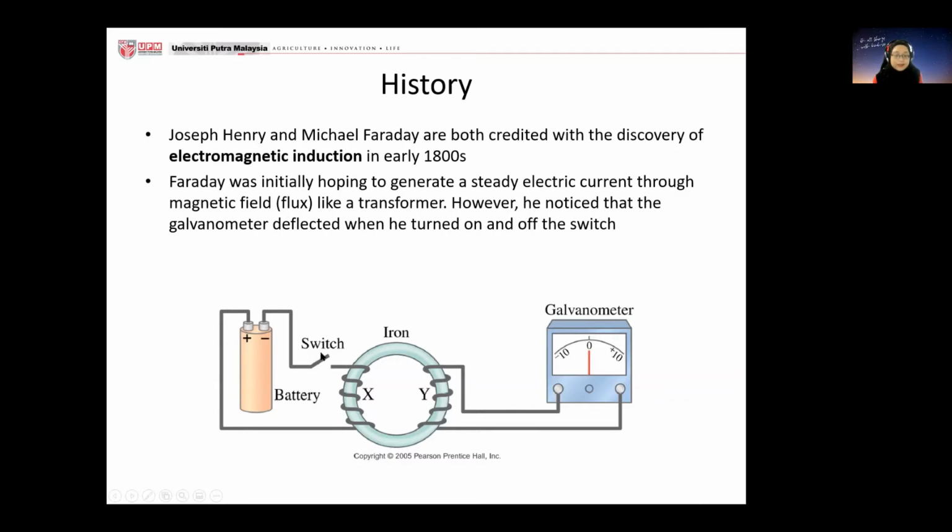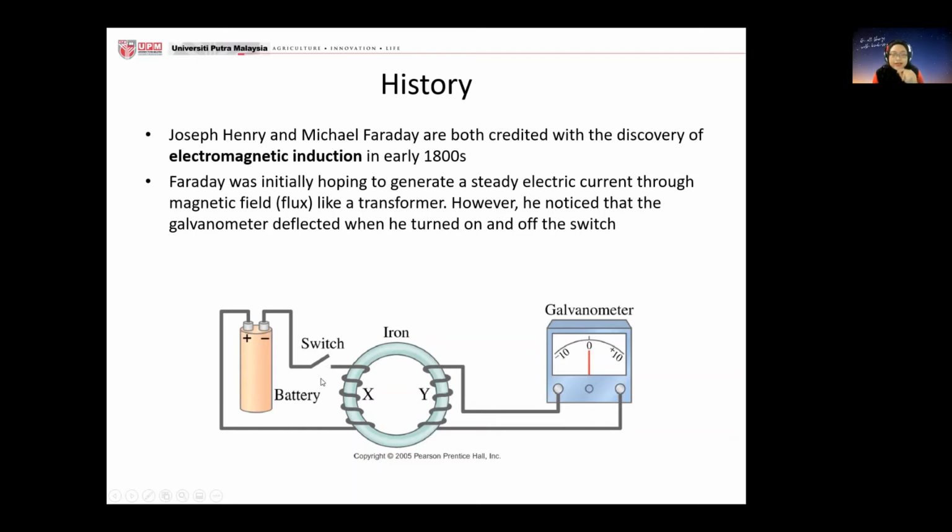But when the switch was moved, for example switched on and this is connected, suddenly he got a reading on the galvanometer, but it's very brief, just 1 second. Imagine that instead of a galvanometer, you have a light bulb here. When he turned the switch on, the light bulb just blinked, producing light for 1 second, and then the light is gone.